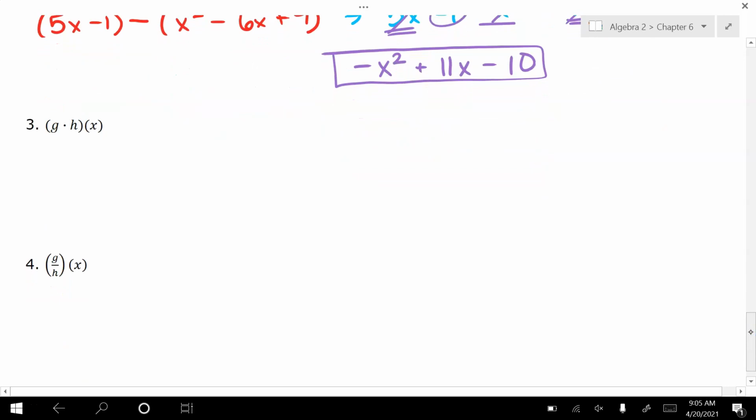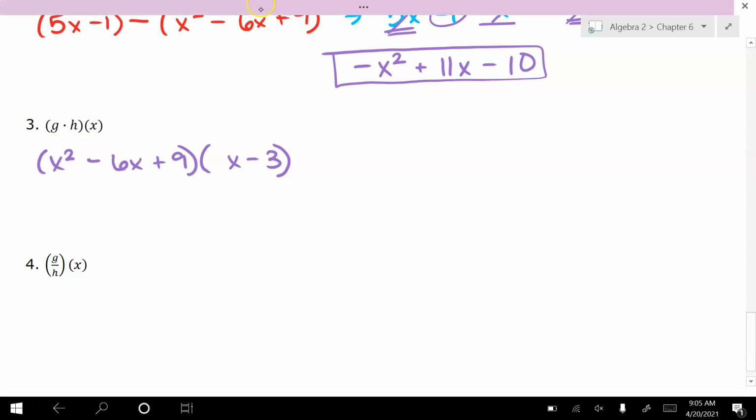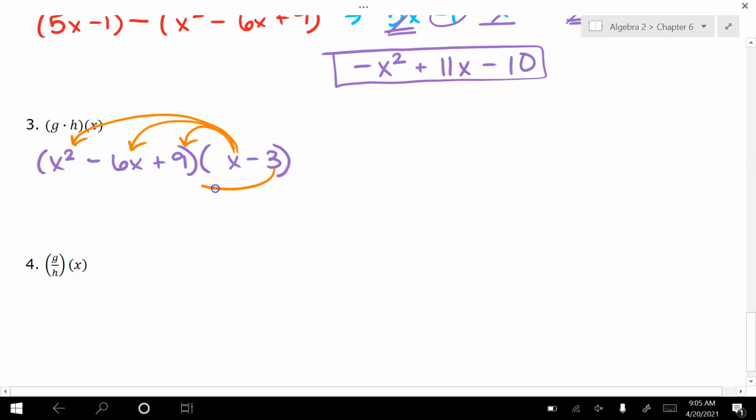The last 2 here show you multiplication and division. So 3 wants us to take g times h. So g is x squared minus 6x plus 9. And we're taking that times h, which is x minus 3. So this is when I said you can either use the distributive property, or you can set up your box method, if you guys remember doing that. So multiply. You're taking x times all of those terms, and then you're taking -3 times all of those terms.